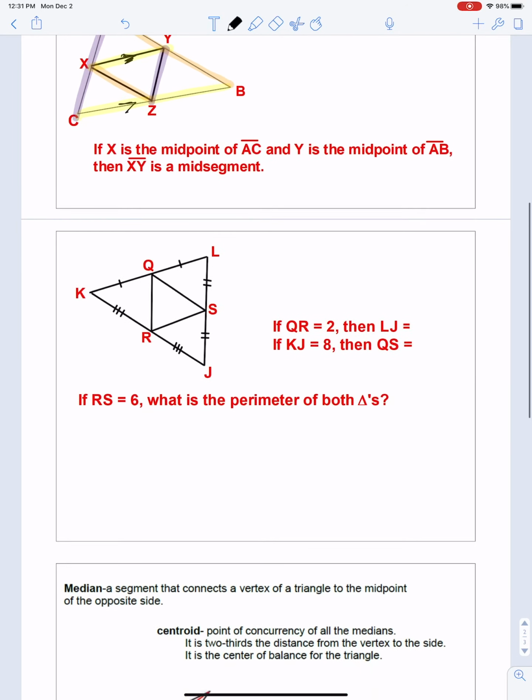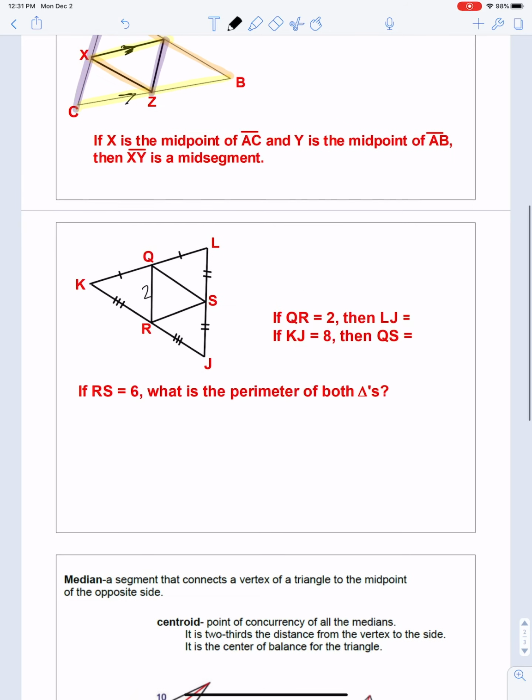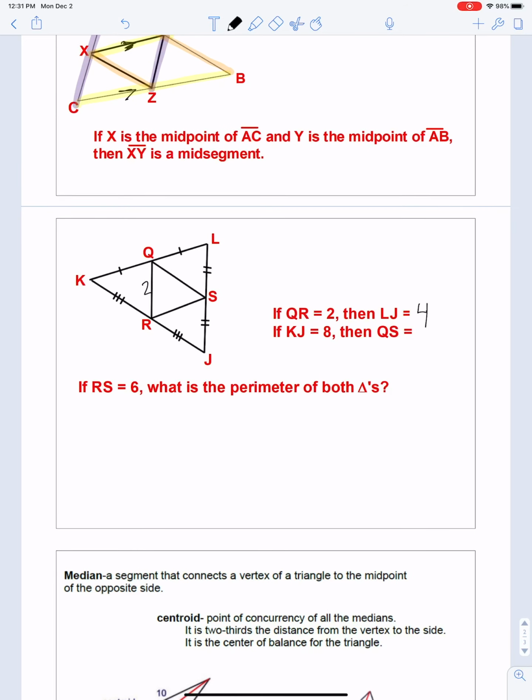So we're going to do an example. We're given the picture here. You can see that Q is the midpoint of KL, shown that each piece is congruent all the way around the triangle. So it says QR is 2, so I'm going to mark that on there. Then what is LJ? QR is the mid-segment, parallel, and half the length of LJ. So that means if QR is 2, LJ is 4. So this whole thing is 4, each piece being 2. So notice that each piece is congruent to QR.